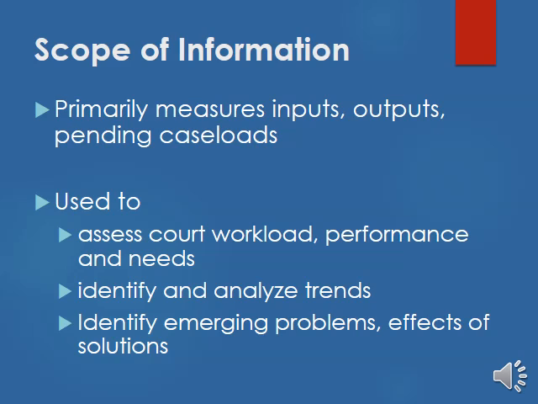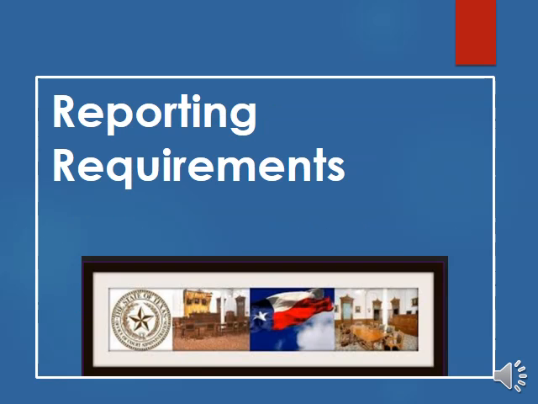Like any other reporting or measurement system, the reports cannot possibly capture everything that the courts do. The Judicial Council reports provide information about the nature, scope, and volume of work before the courts, and it is used by all levels and branches of government and countless other interested entities and individuals to assess court workload, performance, and needs, and to identify and analyze trends, including identifying emerging problems, developing solutions to address the problems, and evaluating whether the solutions are working.